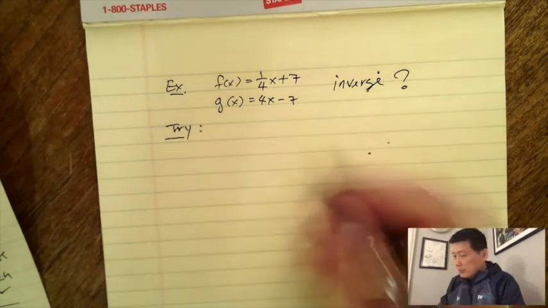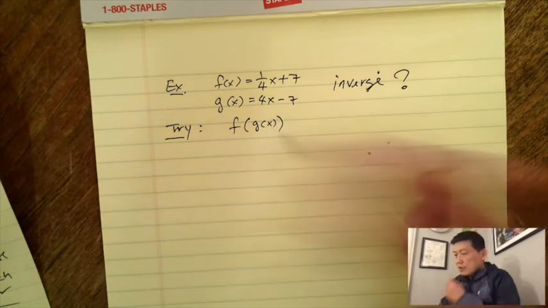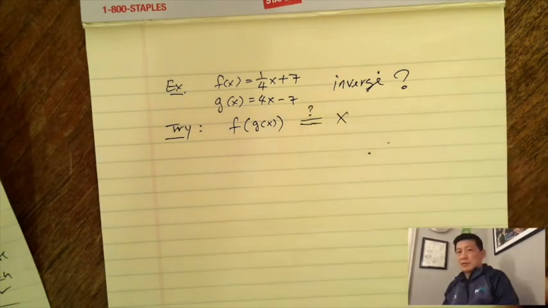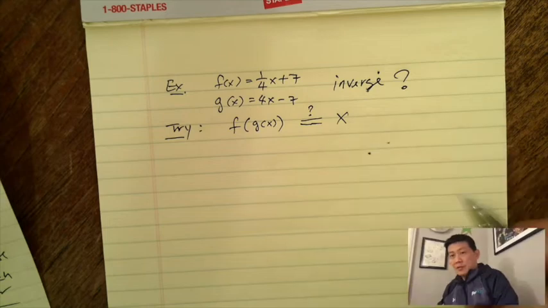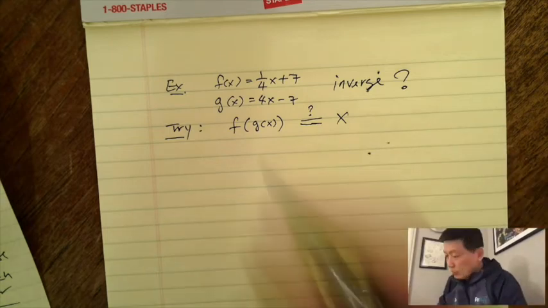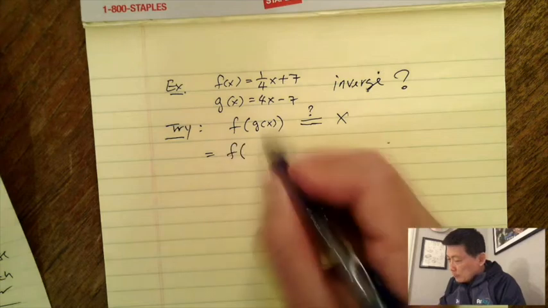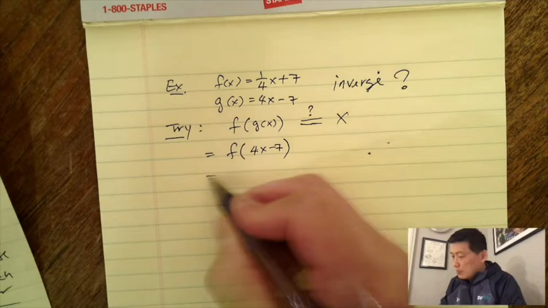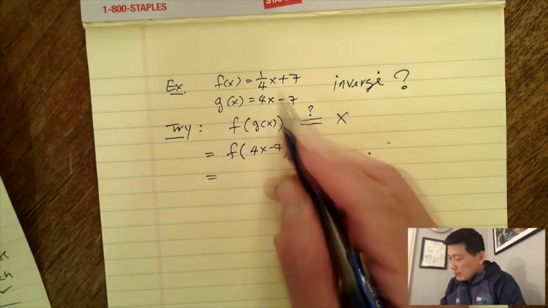First step is try to put f into g of x and see if it becomes x. If yes, then they are inverse to each other. If they don't equal x, then they are not inverse to each other. So let's do that. So we got f of g, and now for g we replace it with 4x minus 7. And then we put 4x minus 7 and apply that into f of x.